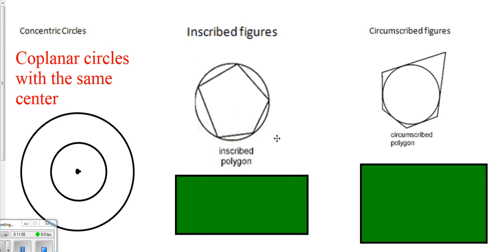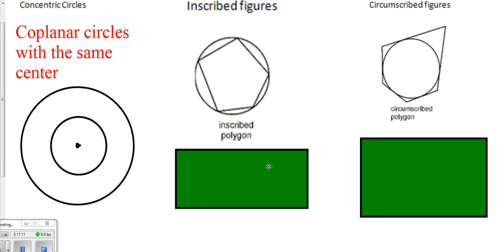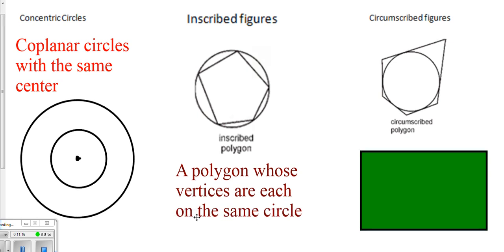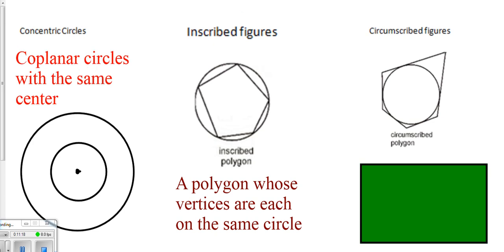Inscribed figures. So like an inscribed polygon here. A polygon whose vertices are each on the same circle. So notice each of these corners of the polygon, they're all touching the edges, or they're all right on this circle. Every single one of them. None of them are too far outside, none of them are too far inside. They're all right on the same exact circle. So we would say this pentagon, because there's 5 sides, this pentagon is inscribed within the circle.